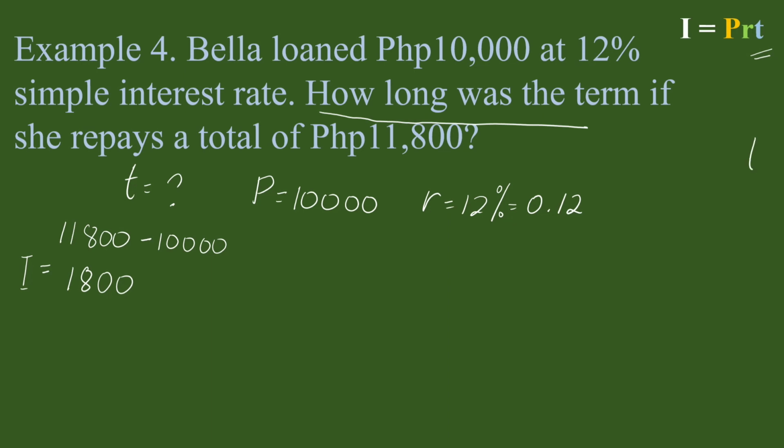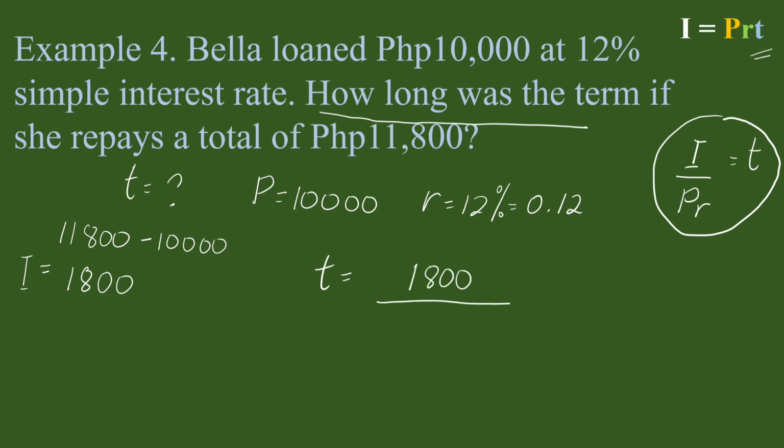Now, just like the previous two examples, we are solving here for time. We can solve for time by dividing I with PR. So we will be using this in solving for time in simple interest. So the time is I, 1,800 divided by the principal 10,000 pesos, and then 0.12 also. So using our calculators, 1,800 divided by 10,000 pesos and 0.12, we have 1.5 years.